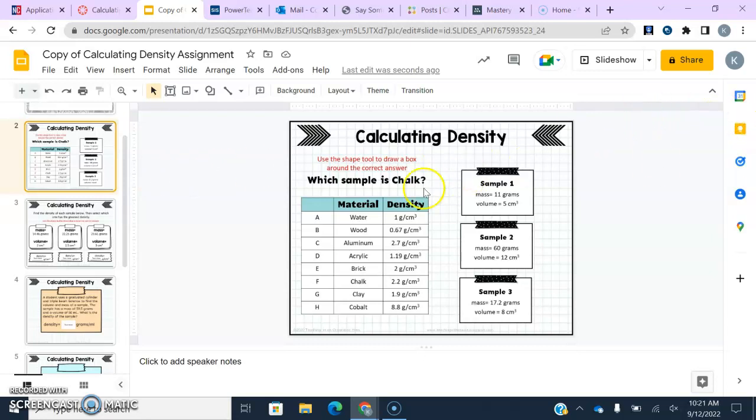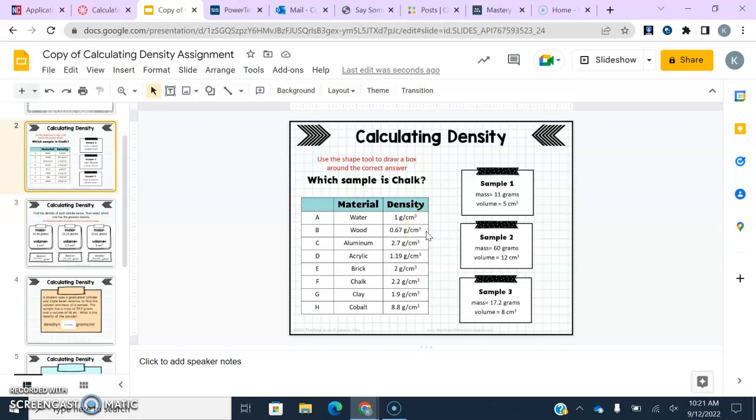So for this first one, it gives you some samples of different materials. So we have water, wood, aluminum, acrylic, so on and so forth. And then it has your density here as well. So remember, I told you in your lesson video that density can either be grams per milliliters or grams per centimeter cubed. So you can see it as both. So hopefully that's not confusing for us.